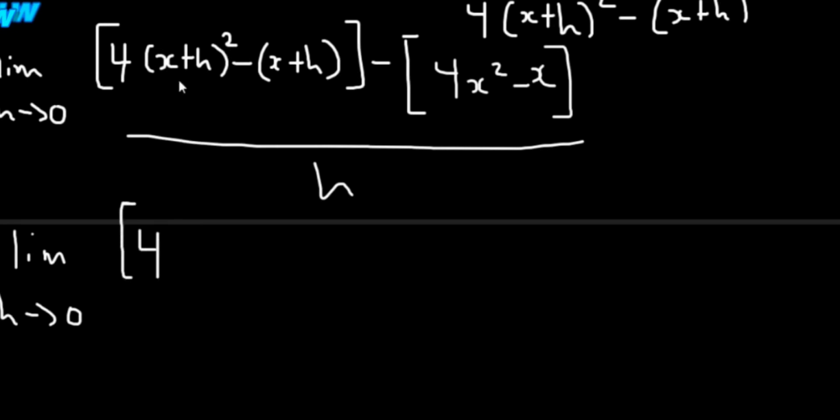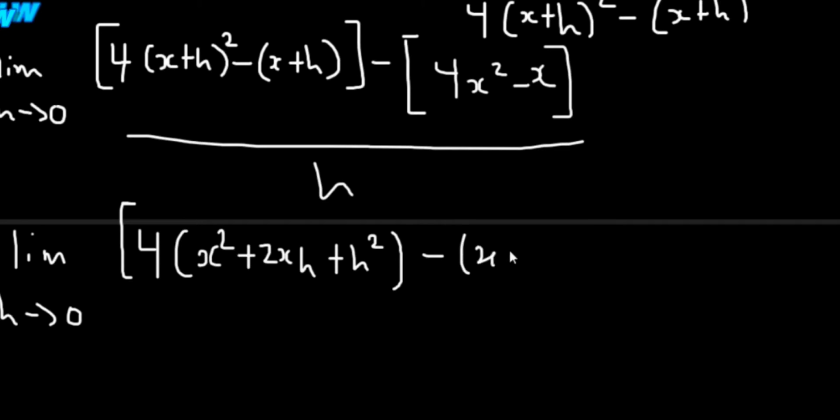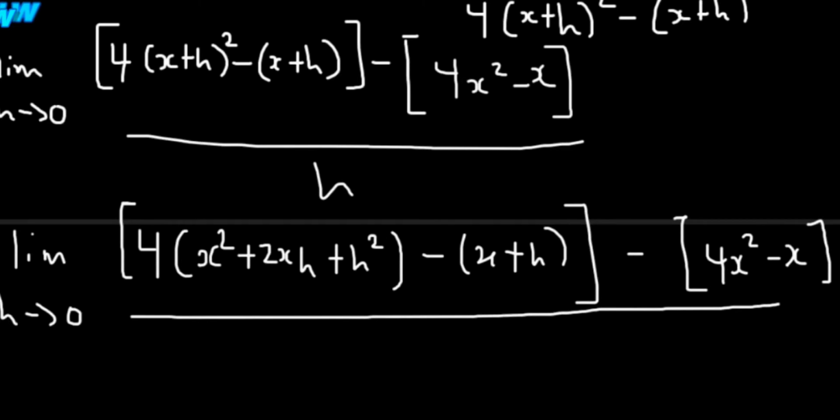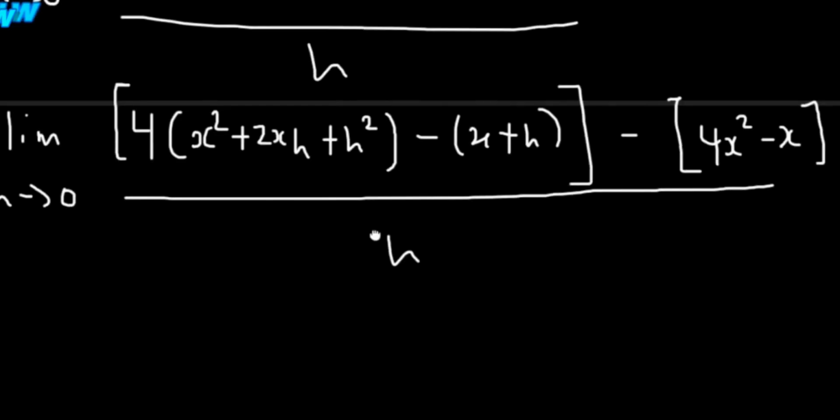so that will be 4. I'm expanding this bracket, so that will be x squared plus 2xh plus h squared. Okay, minus x plus h. Okay, so I've expanded the numerator, so all minus 4x squared minus x, all over h. Okay, so let's continue and then simplify it.